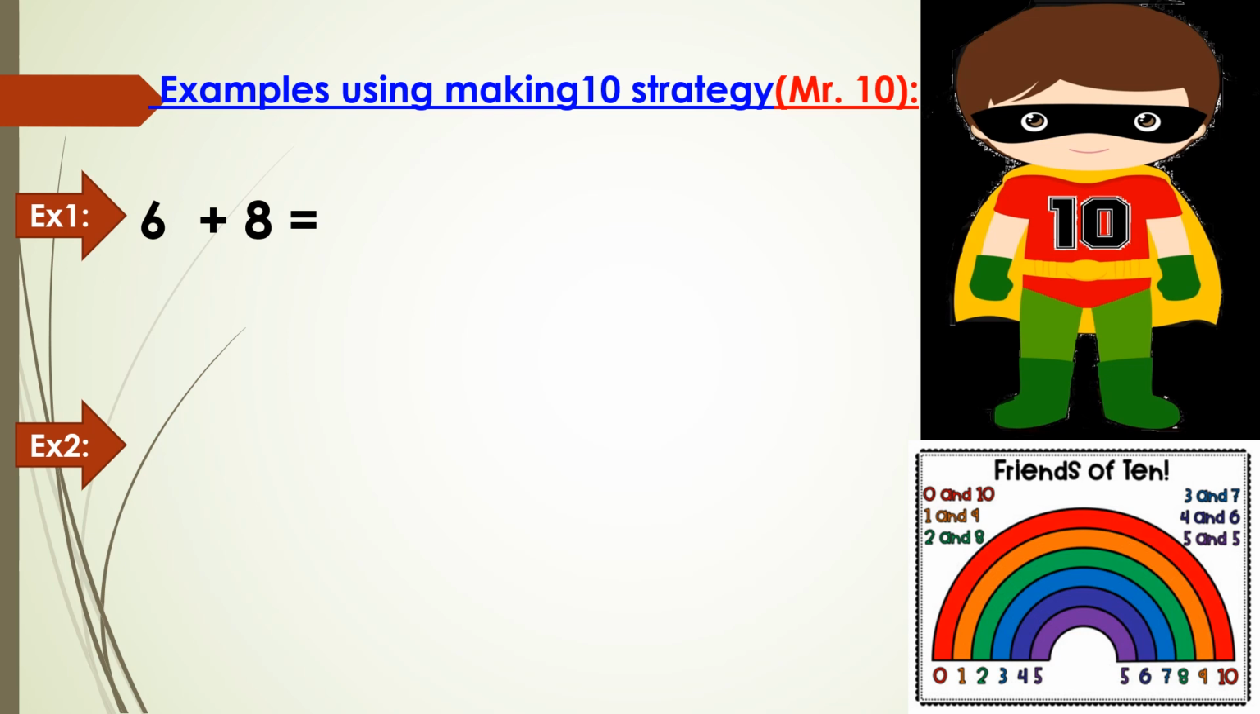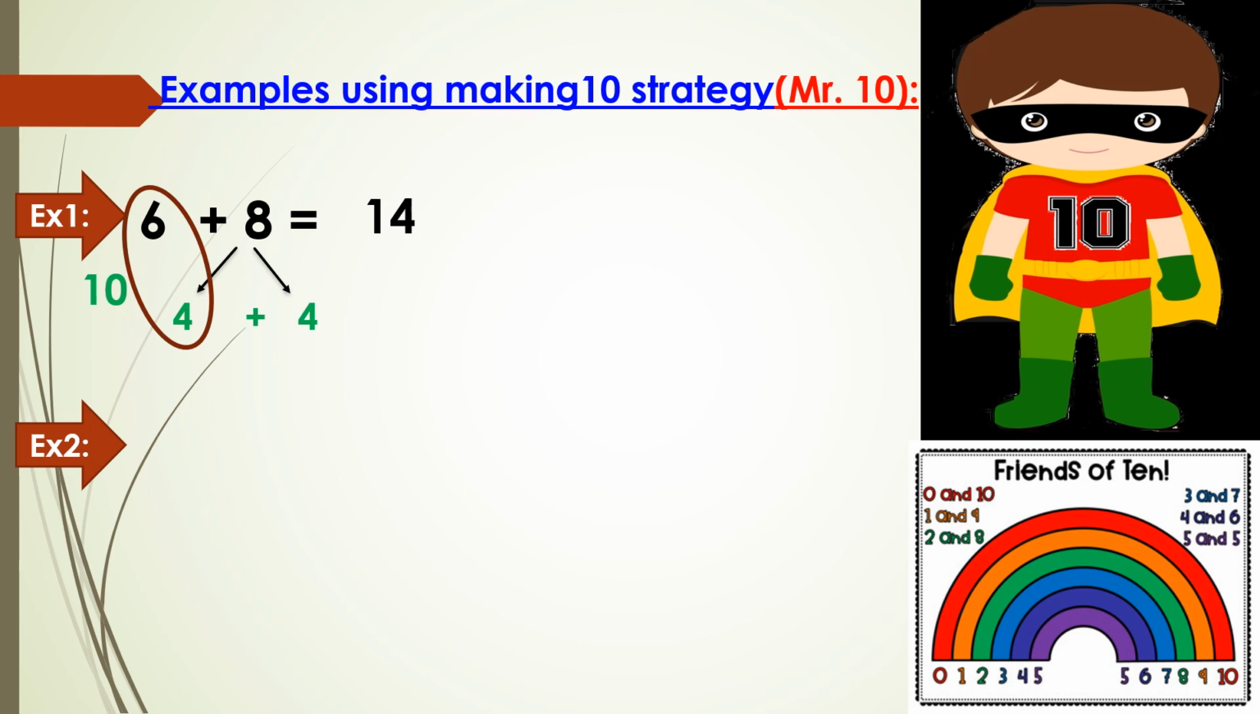So, 6 has to go to 8 and ask her, 8, could you please give me 4 to be strong and be superhero like Mr. 10? 8 will say, okay, I can be 4 plus 4. 4 plus 4 equals 8. So now 8 will give 4 to 6 to be superhero, to be Mr. 10. 6 plus 4 equals 10. And here we have another 4 remainder from 8. So 10 plus 4 equals 14.